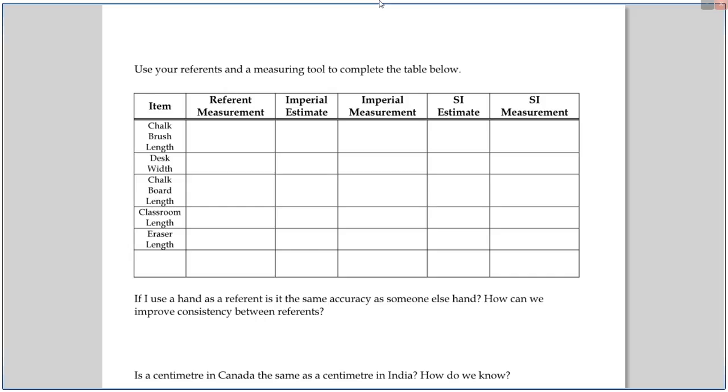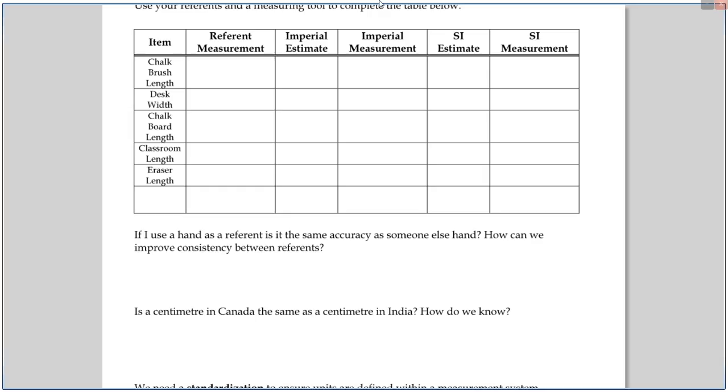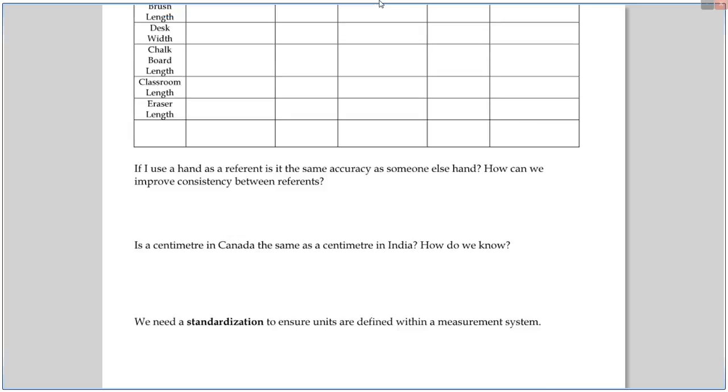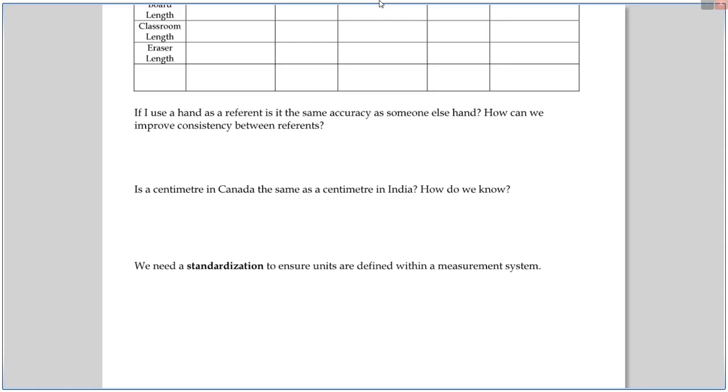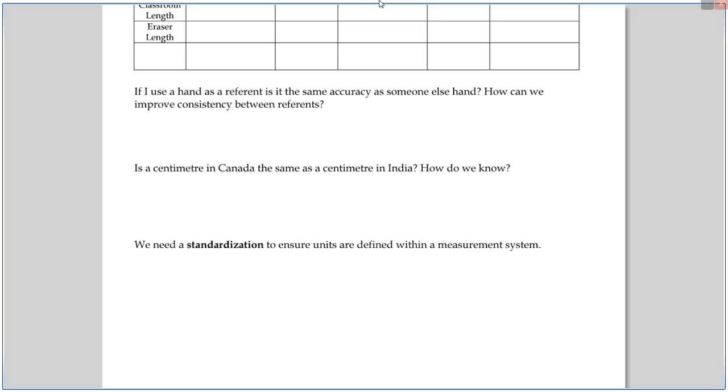I think that you understand reference, and I'll mention this briefly: standardization. You're not going to get a test question on standardization, but just so you know why we do this. Why do we have a thing called a meter? Well, it's so that when you go around the world, we all are talking about the same thing. It's a standard. Everyone's up to the same standard. So a centimeter in Canada is the same as in India. And that's reference. So I think we can move on from that.